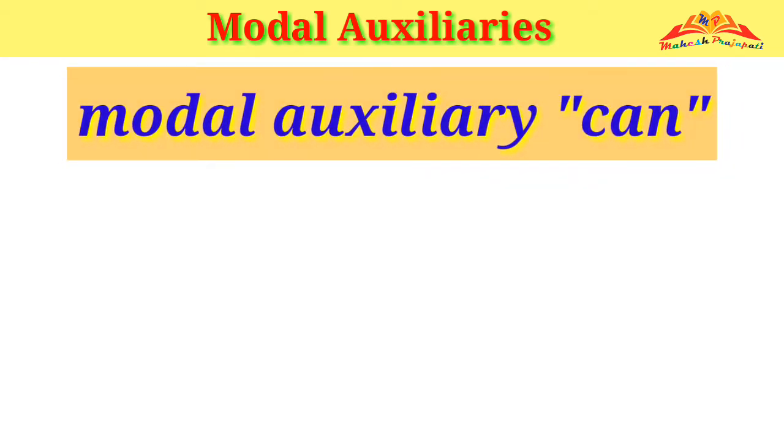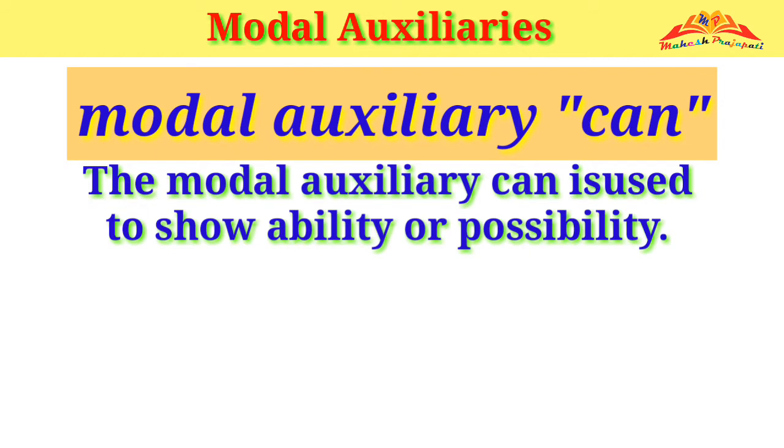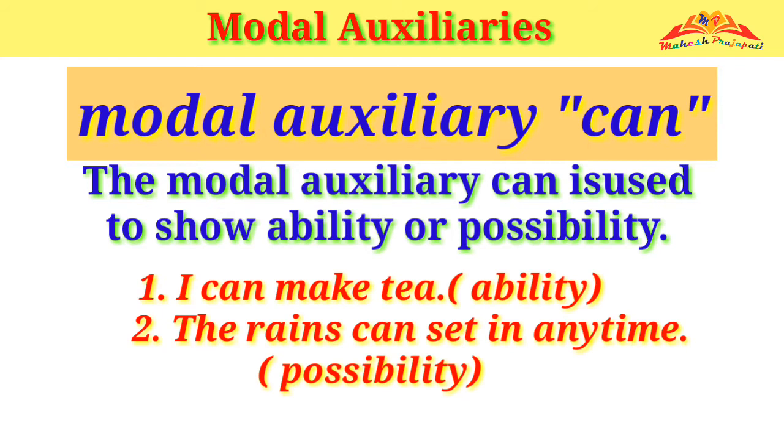First we'll see the modal auxiliary can. The modal auxiliary can is used to show ability or possibility. Let's see some examples. First example, I can make a tea. Here it is expressed as an ability. The next sentence, the rains can set in any time. Here can is expressed as a possibility.